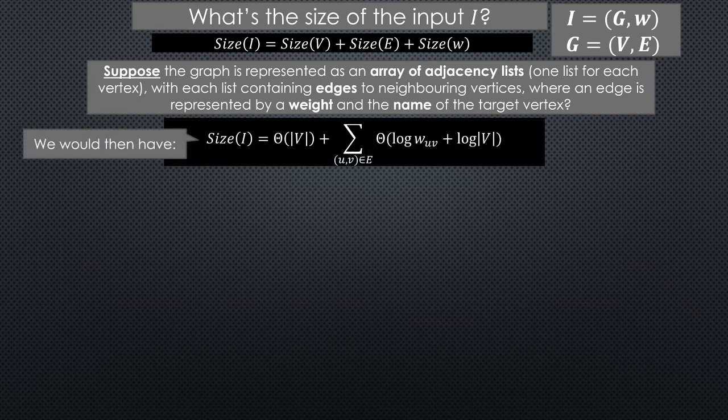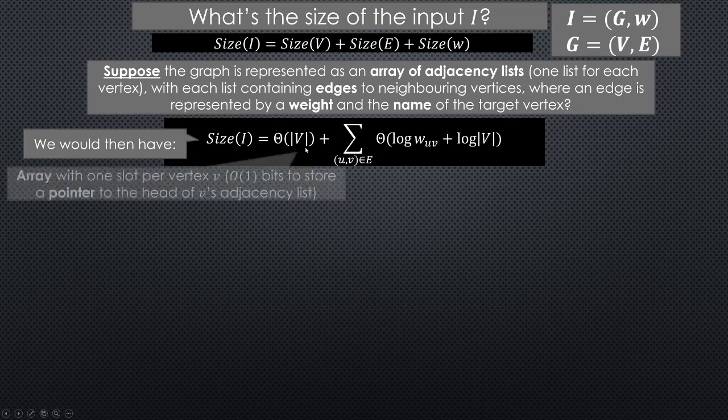Okay? Then the size of I is going to be something like this. It's going to be theta of the size of V, assuming we can represent one vertex in a constant amount of space. So we're going to initialize an array of pointers to the head of an adjacency list. Okay, so this is an array with one slot per vertex, with each slot representing a pointer to the head of that vertex's adjacency list. And we're assuming here that we can store a pointer in O(1) bits.